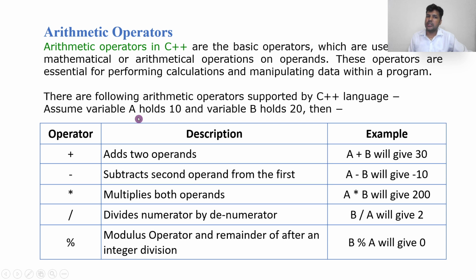Now let us assume A holds the value 10 and B holds the value 20. What is A plus B? The answer will be 30. A minus B, 10 minus 20, is minus 10. 10 into 20 is 200. 10 divided by 20 gives a division result of 0, and 20 divided by 10 gives a division result of 2, with a remainder of 0. Remember the difference: division gives the quotient, while modulo shows the remainder.